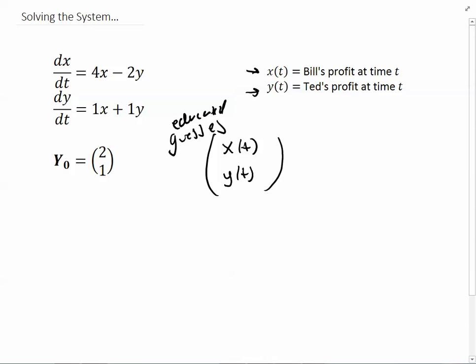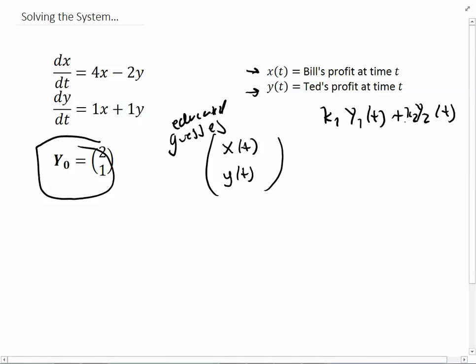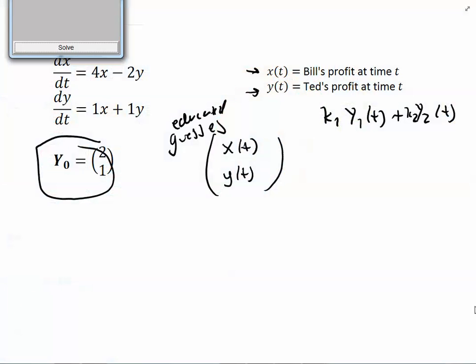And remember, we need 2 because of the linearity principle, which says that in order for me to satisfy initial conditions, I'm going to need 2 arbitrary constants. I need to be able to solve simultaneously for both of them in order to satisfy my initial conditions. It's not good enough just to find 1 unless that vector happens to be a multiple of 2, 1.